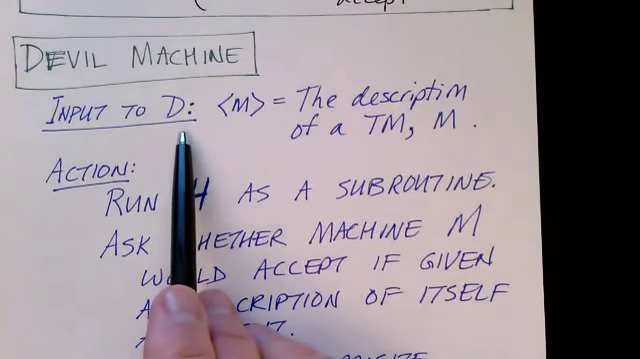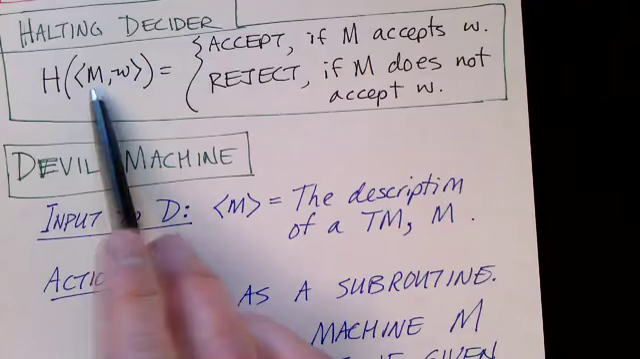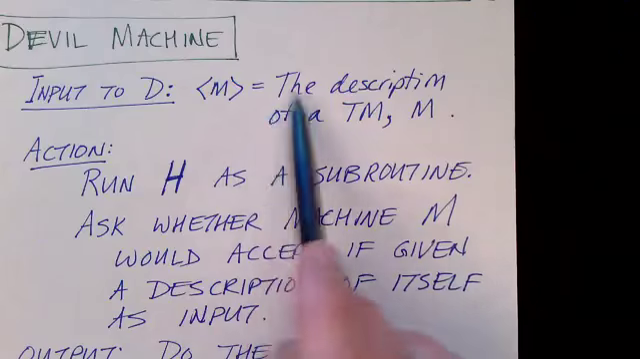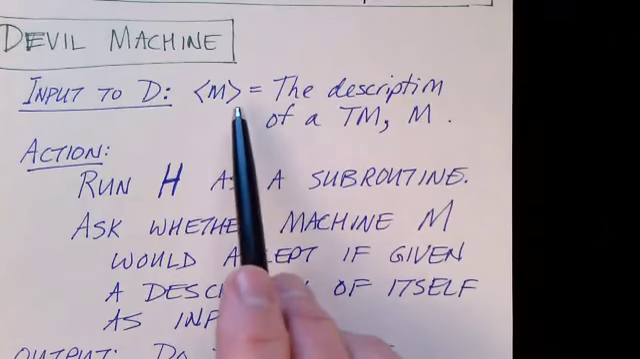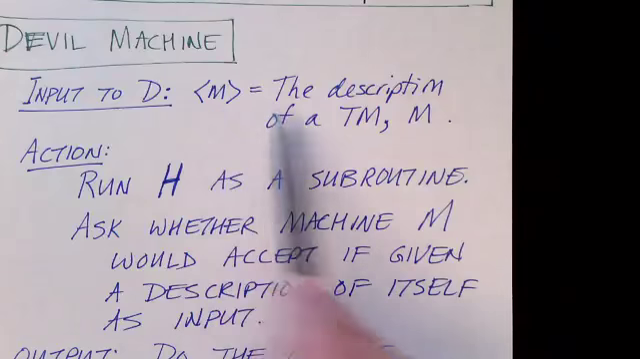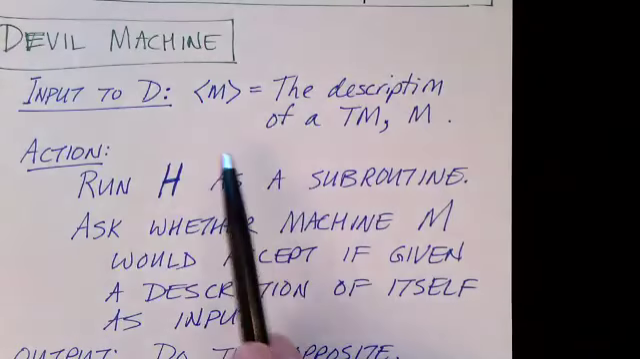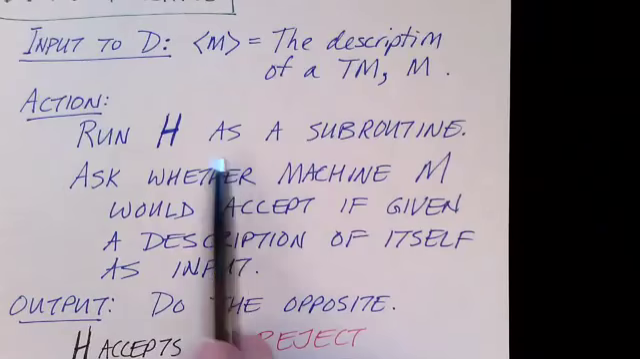Now let's move on to our devil machine, D. H takes two inputs, or it takes a string that combines two inputs, a machine and an input. But D takes just one thing. It takes the description of a Turing machine. So what does D do? D takes as an input the description of a Turing machine. It could be any Turing machine. So the input to D is a Turing machine. And what does D do?